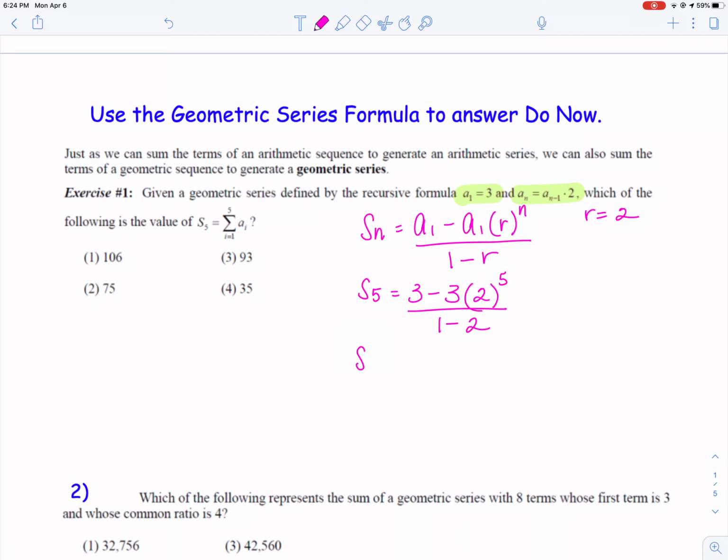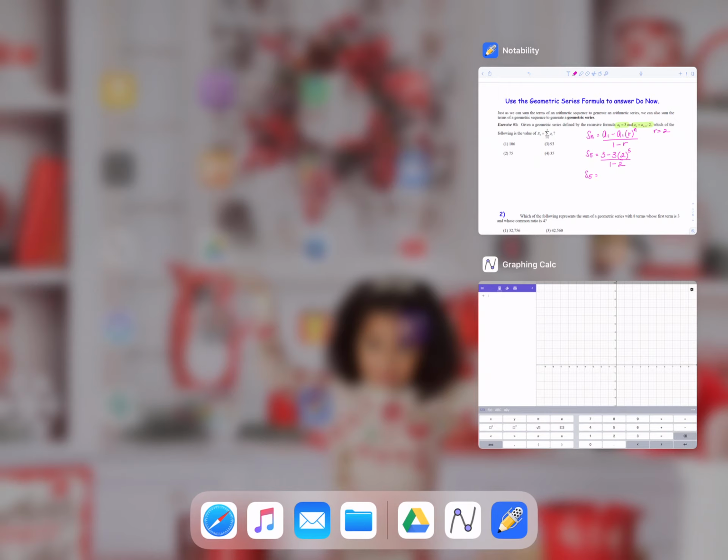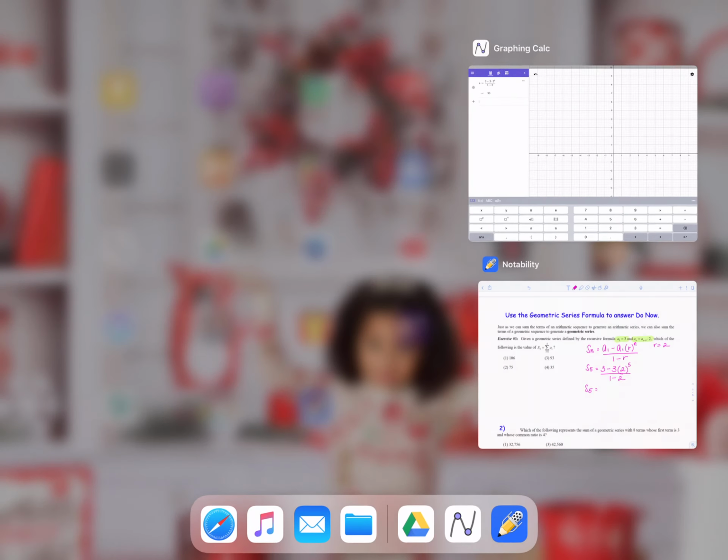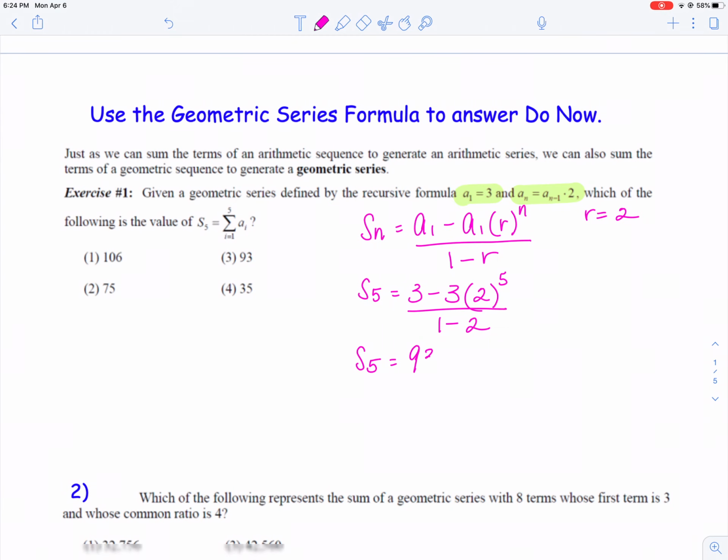over 1 minus r again, which is 2. Okay, so to get the sum of those first 5, here's what you're going to do. I'm going to go right into my calculator. I'm going to put that formula in. I'm going to immediately hit my division, and I'm going to do 3 minus 3, my first term, times my common ratio of 2 raised to the 5th power, and I'm going to divide that by 1 minus my common ratio of 2. And you see there, you get 93. And that's exactly what we got in our do now question, okay?